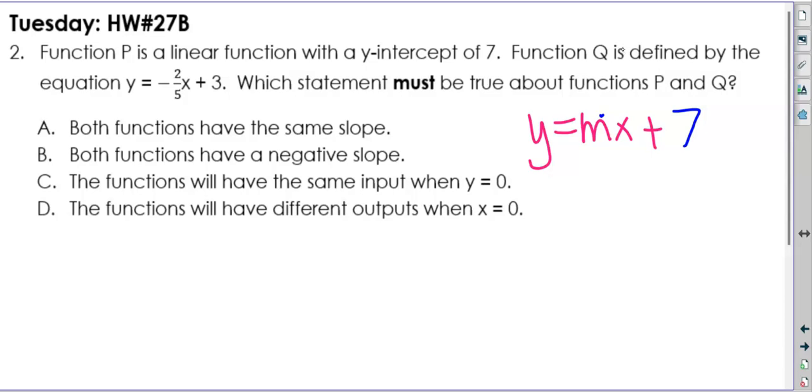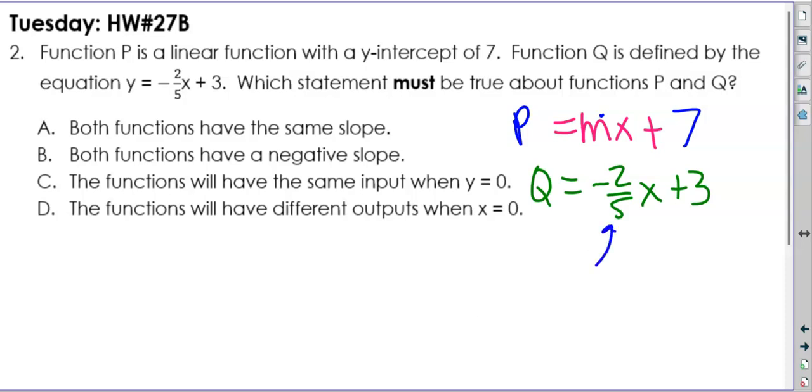Function q, so this is function p. I'm actually going to call this p for now. Now function q is defined by this equation. Function q is negative 2/5 x plus 3. All right, so function q has all of the information. It has the slope, it has the y-intercept.